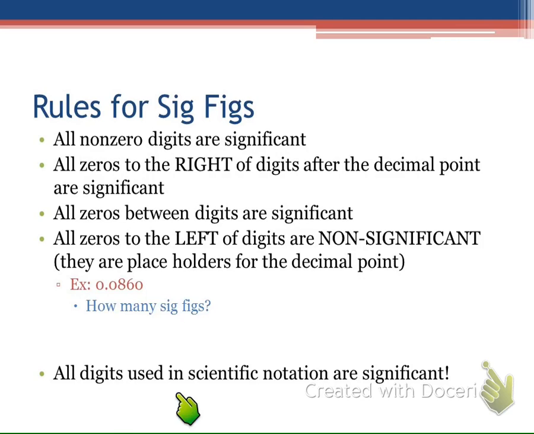And last but not least, any digit used in scientific notation is significant. And I want to make a clarification about this rule. So after you get it written down, just hang on for a second, and I want to make a clarification here. So scientific notation, let's just do a quick review. If I have this number, 2048.12, how do I put that into scientific notation?